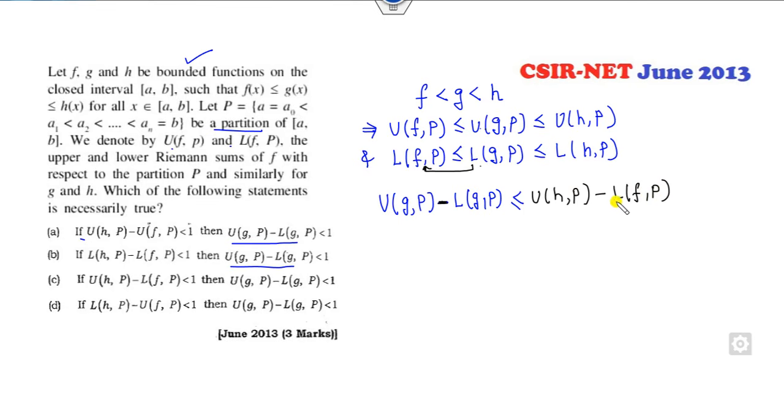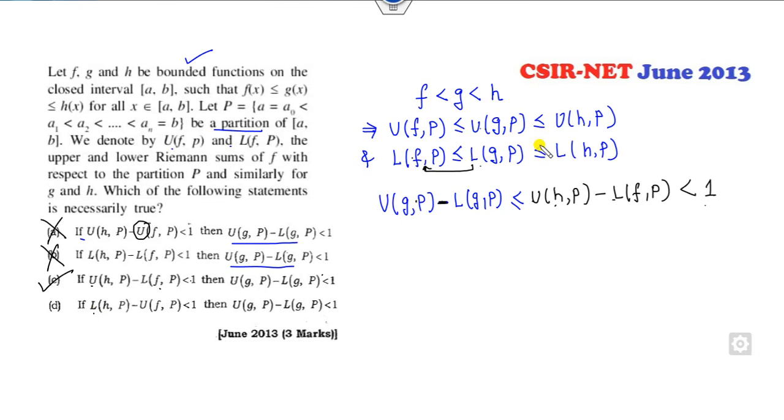Now in order to prove this one, UH minus UF, it is not UH minus UF, that's wrong, because we need a U and L. This option is cancelled. L and L, it's again a cancel. UH and LF, if this is less than 1, then this is also less than 1, is the correct option.